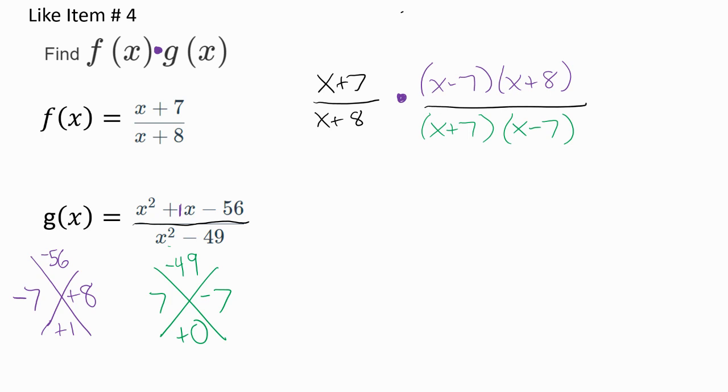All right, now we just look at what on top will cancel with the bottom. What is exactly the same? All right, well, the x minus 7 cancels x minus 7. The x plus 7 cancels x plus 7. Uh-oh, what happens if everything cancels out? Then we know our answer is just 1.